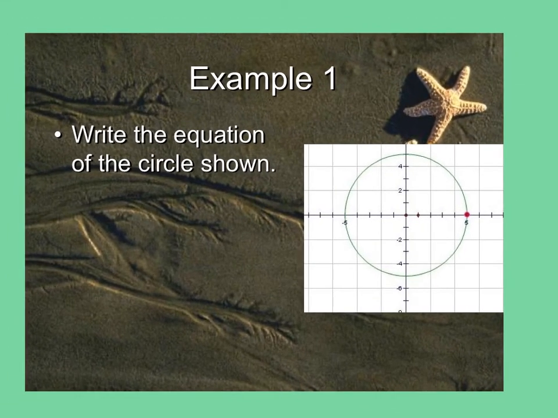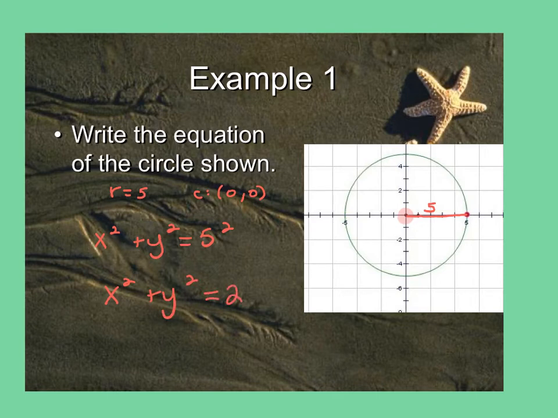Okay, this one says write the equation of the circle shown. So first of all, center's at 0, 0, right? And from here to here is what? 5. So my radius is 5. And my center's at 0, 0, or at the origin. So my equation is x squared plus y squared equals 5 squared, or x squared plus y squared equals 25.